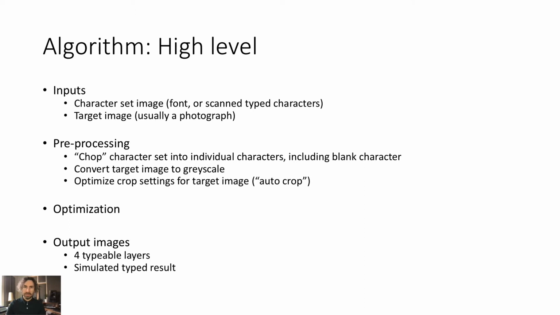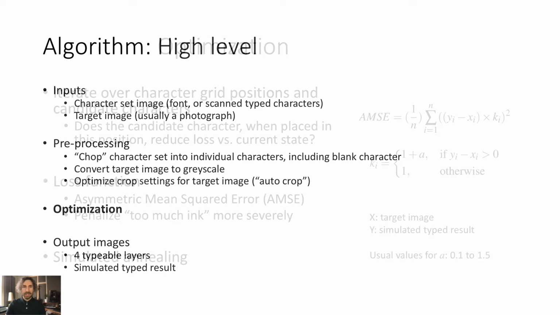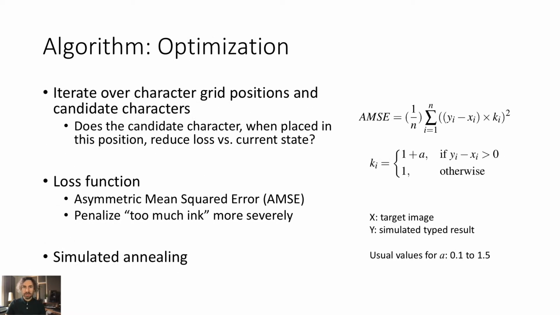At a high level, we take those 2 inputs, and then we do some pre-processing, and then iterative optimization. As outputs, we get the 4 typable layers plus the simulated typed result. Looking at the optimization in more detail, the algorithm iterates over every position that a character could be placed in any of the 4 layers. At each position, we're looking for a character that, if it were placed in that position, would reduce loss compared to the current state. For the loss function, we're using an asymmetric variation on mean squared error that penalizes too much ink more than too little ink.